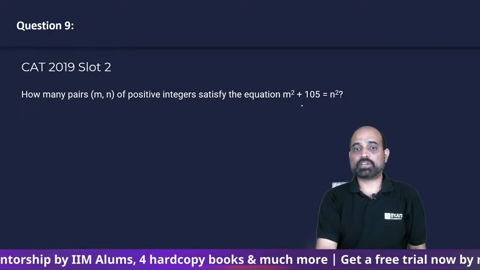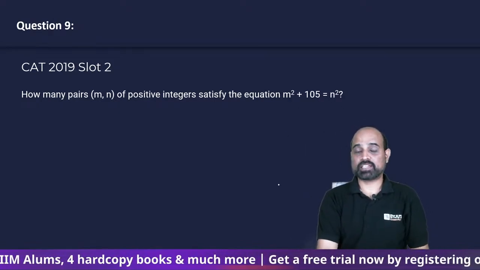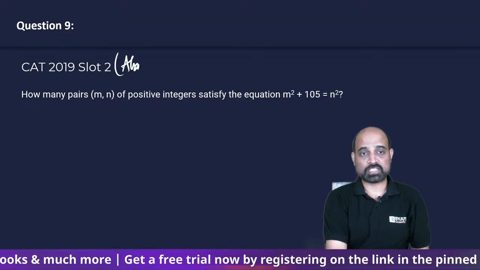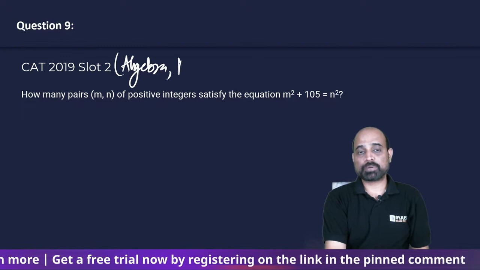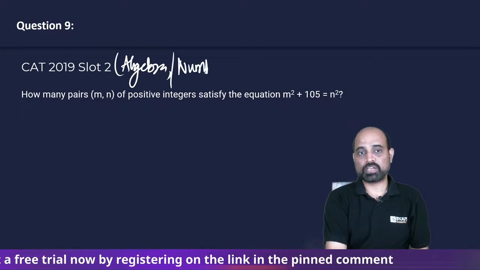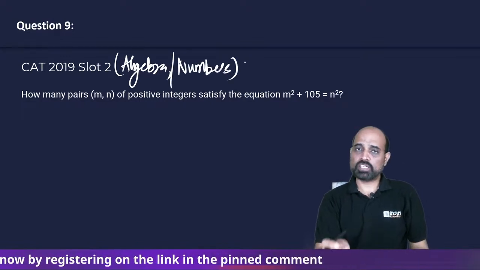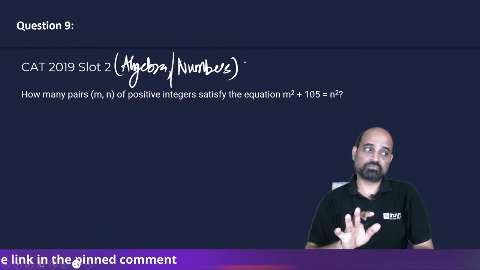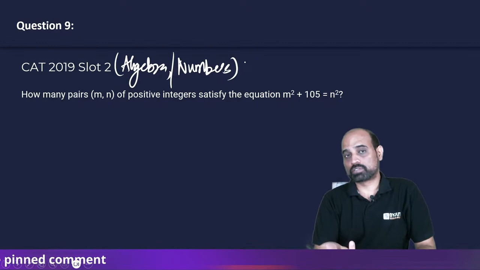So satisfy the equation m square plus 105 equals n square. Positive integers satisfying the equation. Some people will consider this as algebra. Some people will consider this from the topic numbers. I'm saying, okay, algebra, numbers. This is, I mean, we can dispute on this, right?